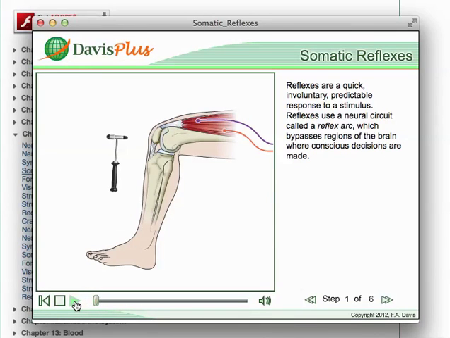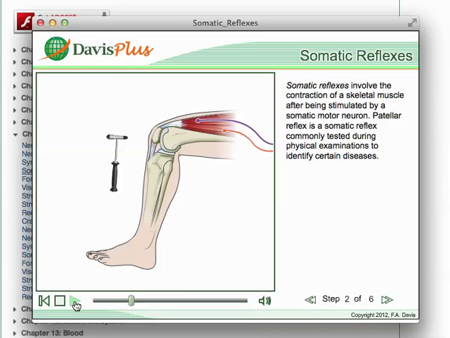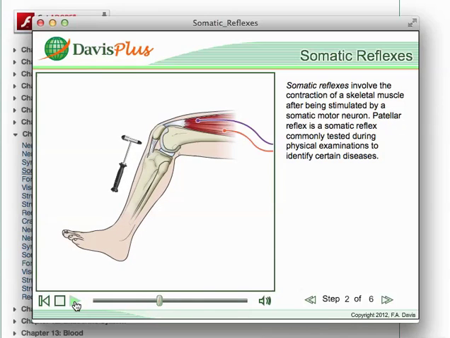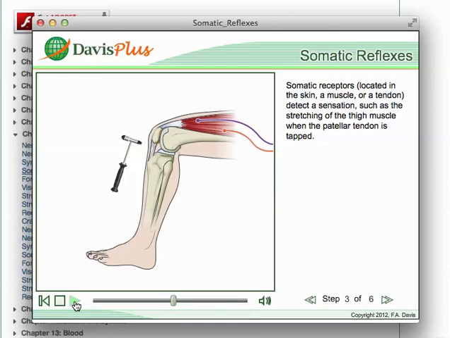Reflexes are a quick, involuntary, predictable response to a stimulus. Reflexes use a neural circuit called a reflex arc, which bypasses regions of the brain where conscious decisions are made. Somatic reflexes involve the contraction of a skeletal muscle after being stimulated by a somatic motor neuron. Patellar reflex is a somatic reflex commonly tested during physical examinations to identify certain diseases. Somatic receptors, located in the skin, a muscle, or a tendon, detect a sensation such as the stretching of the thigh muscle when the patellar tendon is tapped.